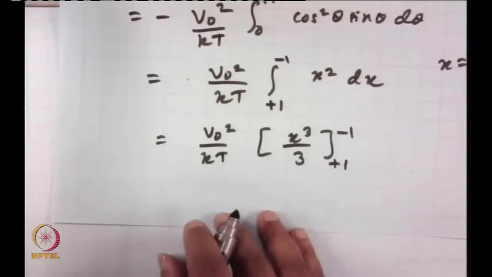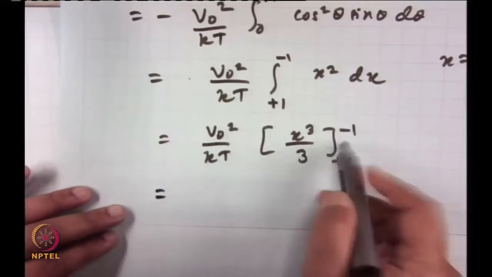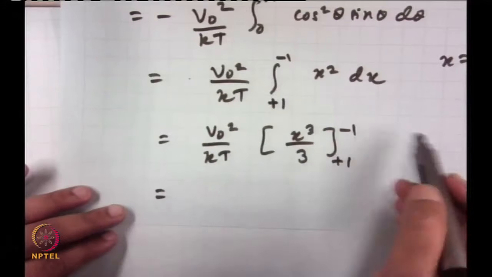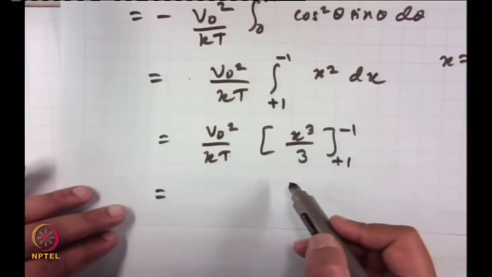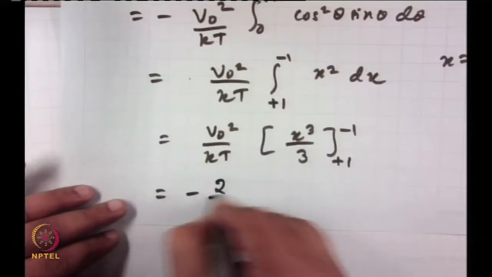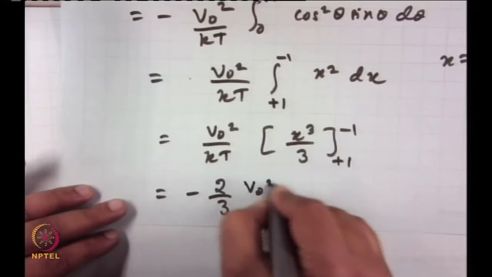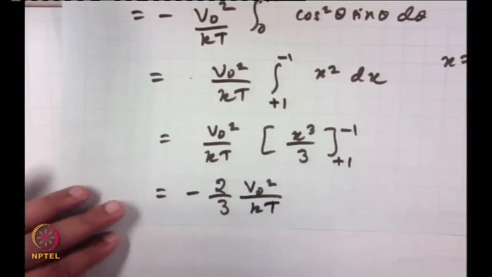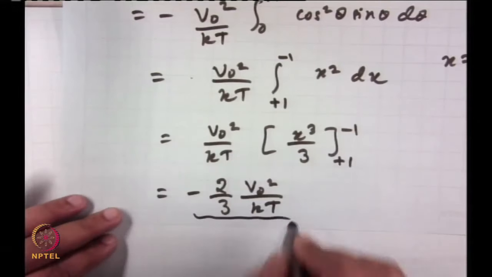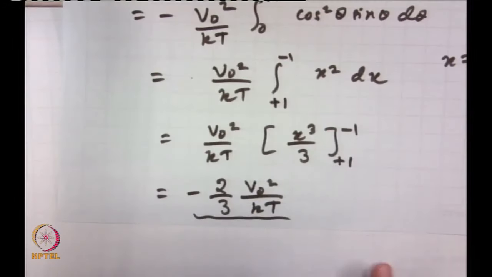What are you going to get? Tell me. This is minus 1 by 3, minus 1 by 3 again anyway. So, I would be getting minus 2 by 3 V0 squared over kT. Okay. You should be feeling happy now. See what he started from.